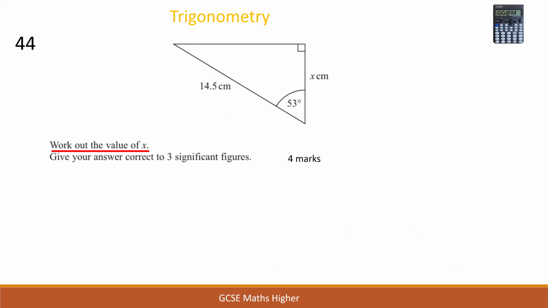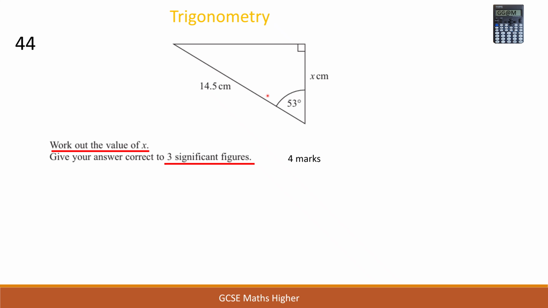So keywords in this question, you've got to find x. What is this distance here? And this is correct to 3 significant figures. So we have got, label up our triangle first. This is the hypotenuse. This side is opposite the angle that is given here, the 53. This is the opposite, and this is the adjacent.